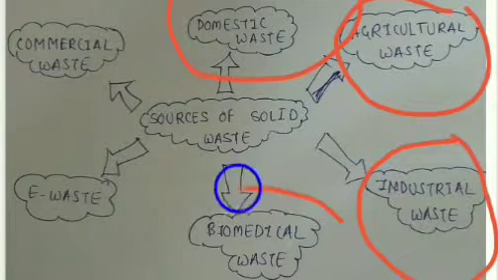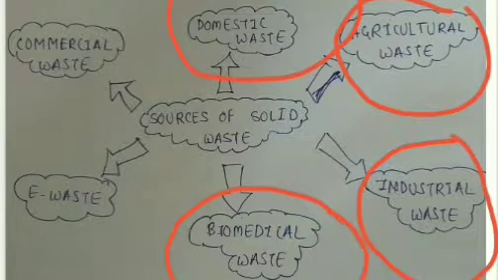Now the next source is biomedical waste. Biomedical waste is the waste produced in hospitals and clinical laboratories. So it comes from clinics, pathology labs and hospitals. It mainly consists of infectious waste, sharps like needles, knives, dressings, body parts and expired medicines. So biomedical waste is highly dangerous because it consists of infectious waste and expired medicines. It also includes body parts and therefore it is dangerous.